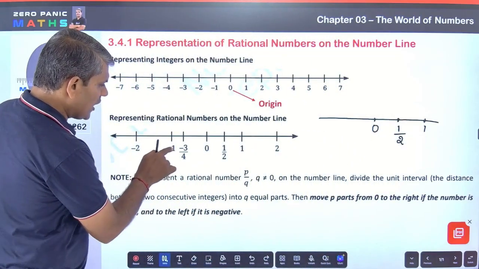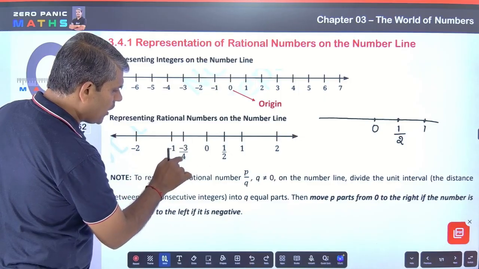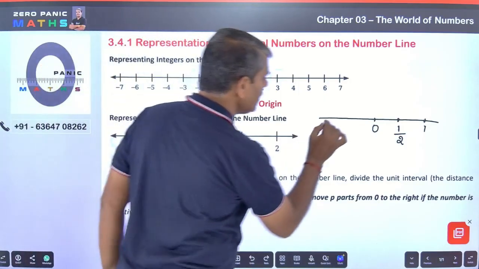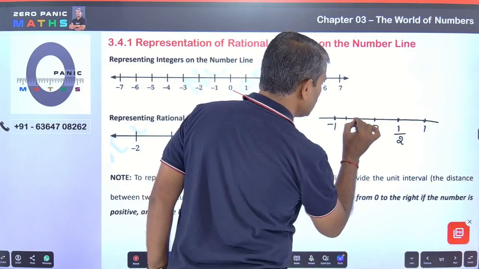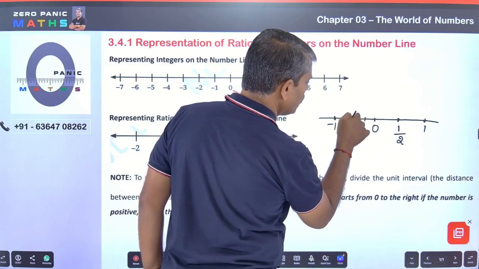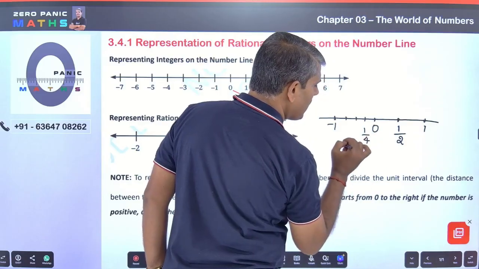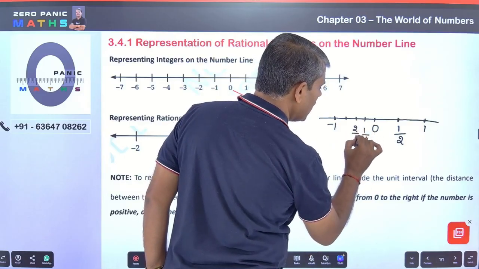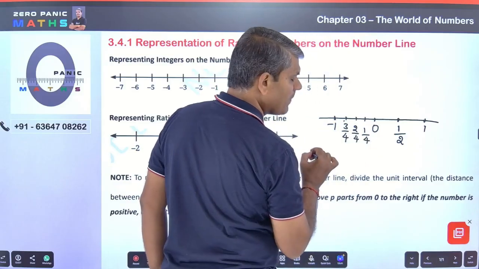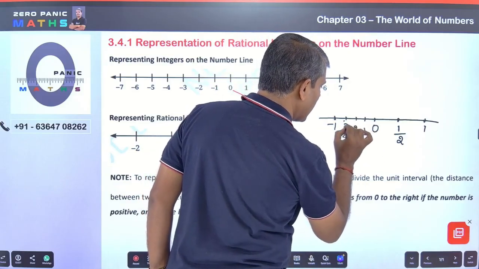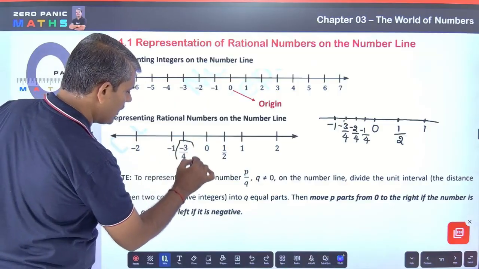Here, when you are considering minus 3 by 4, you have to divide the given unit from 0 to minus 1 into four parts. Remember this. So how are you representing it? You are first dividing 0 to minus 1 into four parts. Assume 1, 2, 3, 4 parts. This is the first part of the four parts, this is the second part, and this is the third part of the four parts. So it is minus 3 by 4, that is how you are representing it here.